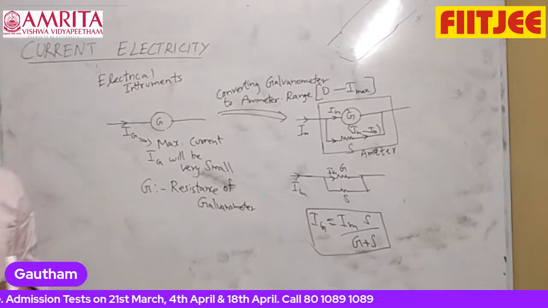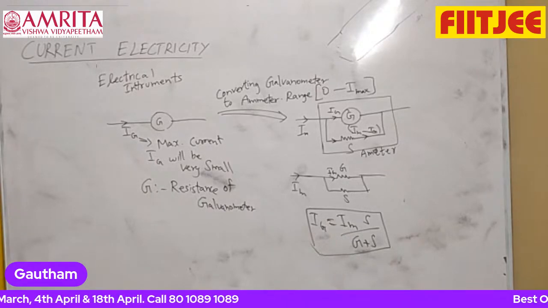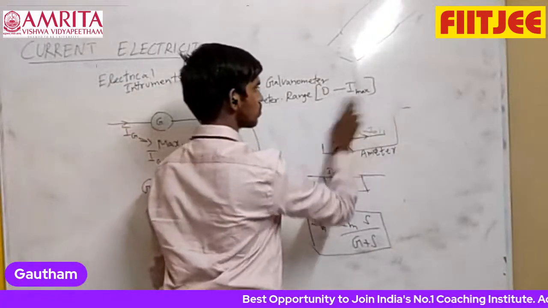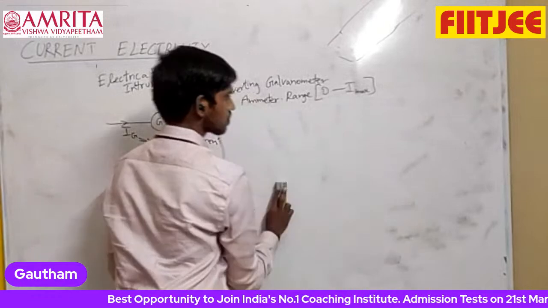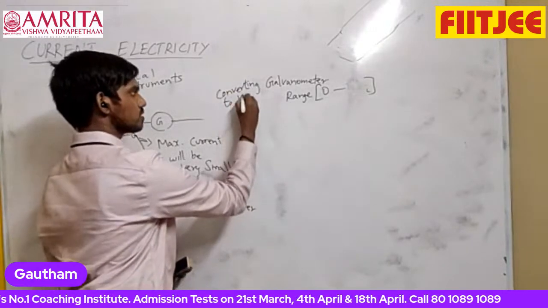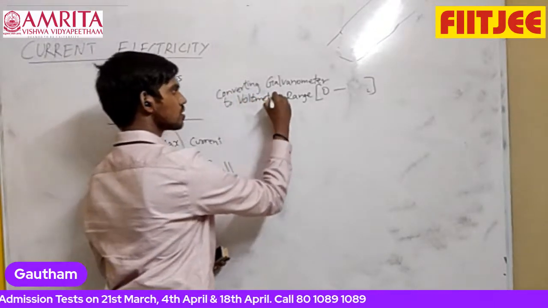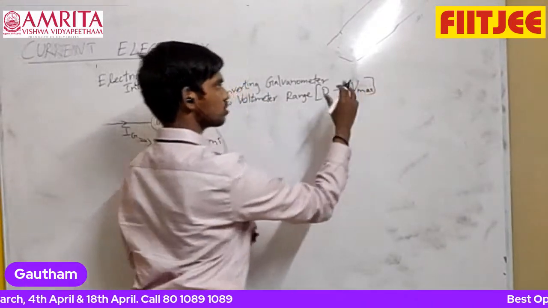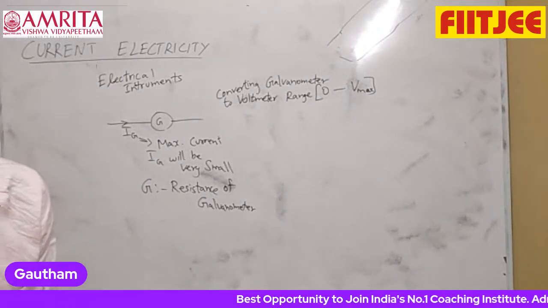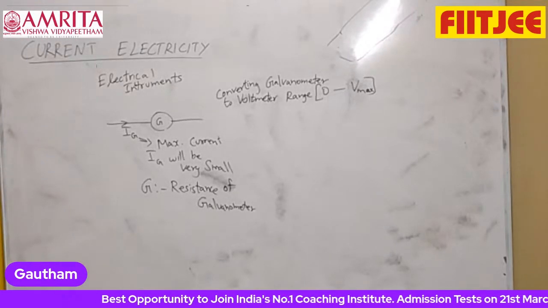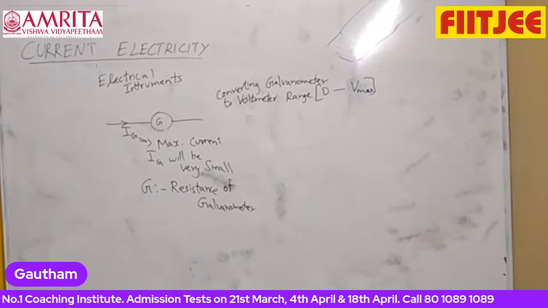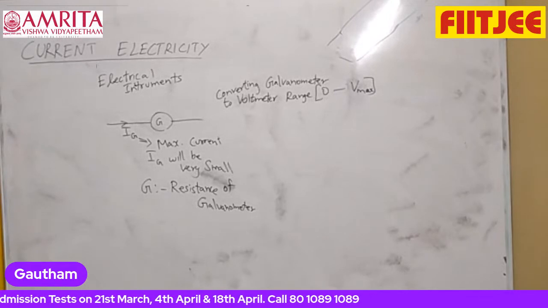Right. Converting to a voltmeter is even easier because it's a series combination. Series, it is easy to write the equation. So if you want to convert this into a voltmeter of some range, 0 to V max, up to this much voltage the voltmeter should measure. Right. So up to 0 to V max it should measure.